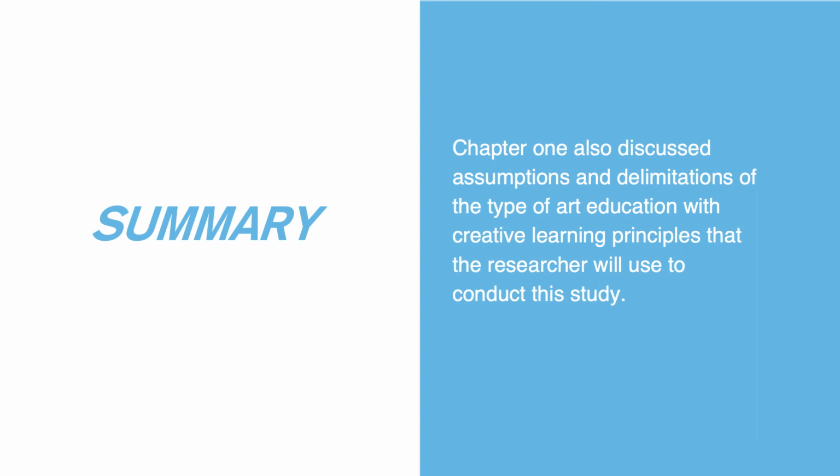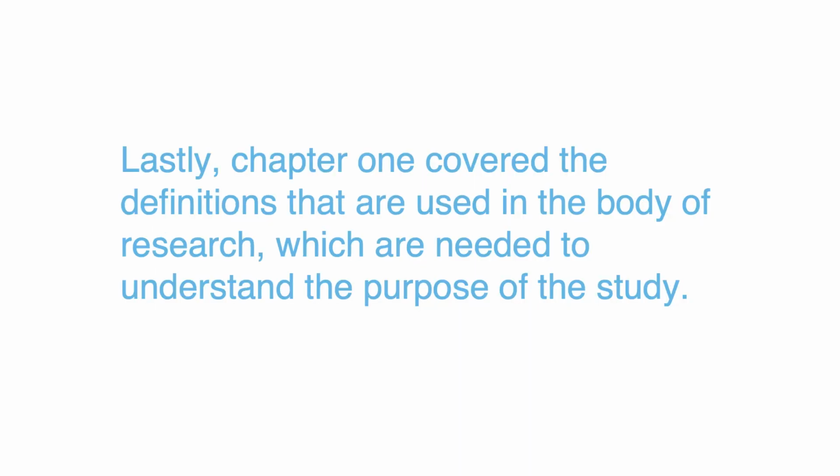Chapter 1 also discussed assumptions and delimitations of the type of art education with creative learning principles that the researcher will use to conduct this study. Lastly, Chapter 1 covered the definitions that are used in the body of research but are needed to understand the purpose of the study.